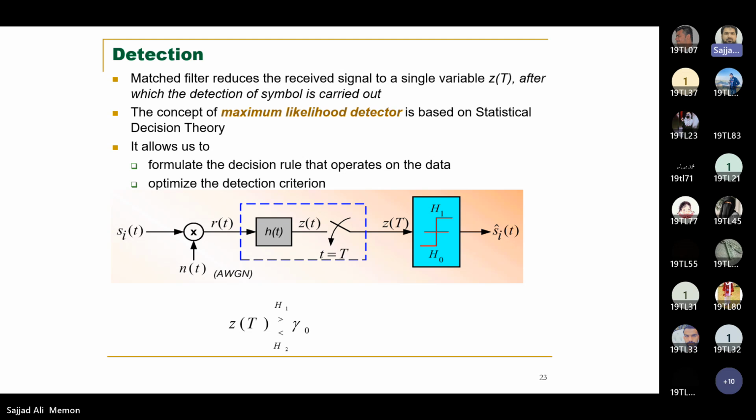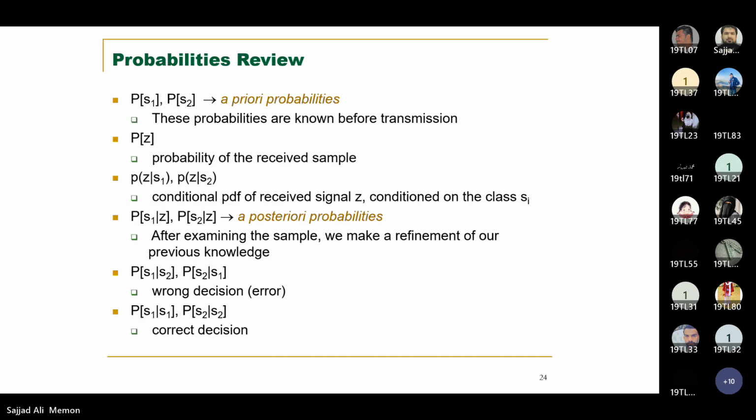This statistical decision theory is based on probabilities. So let's learn that. You might have learned these probabilities in PSP. We have a priori probabilities. These probabilities are known before transmission. And the probabilities of the received sample are P of z given S1 and P of z given S2, the conditional PDF of the received signal z, conditioned on the class Si. This is a posterior probability, which is the actual probability. And this is the a priori probability that is known before the occurrence.